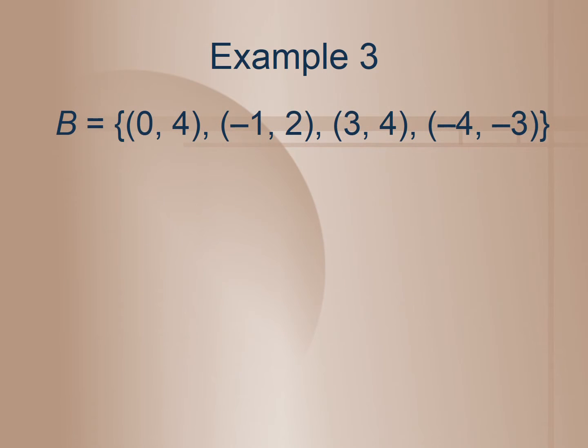So for this example, we have relation B. We have (0, 4), (-1, 2), (3, 4), and (-4, -3). So this one is a function, and you might say, well, 4 repeated itself twice, but it's okay because it was the y that repeated, the range. You can have 2 different domain values going to the same range value. That's okay. You just can't have a domain value going 2 different ways.